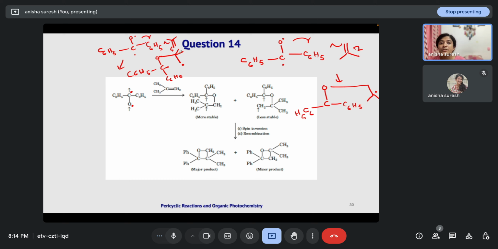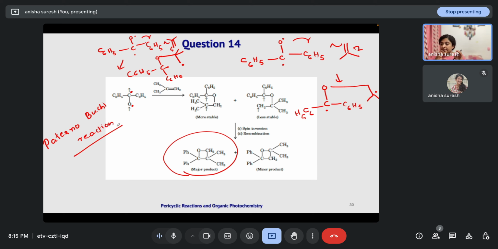Okay. So out of this, this will be more stable, as this radical is tertiary radical. Here the radical is primary radical, so this will be less stable, this will be more stable. Then it will undergo a spin inversion and recombination, resulting in the formation of oxetane skeleton. So this will be the major product that is formed, and this will be the minor product that will be resulting. So this is an example of Paterno-Buchi reaction.